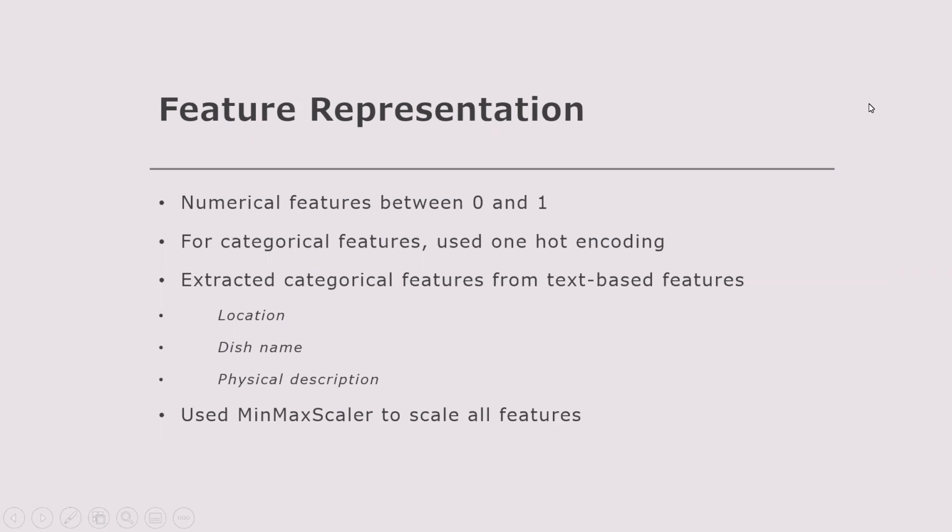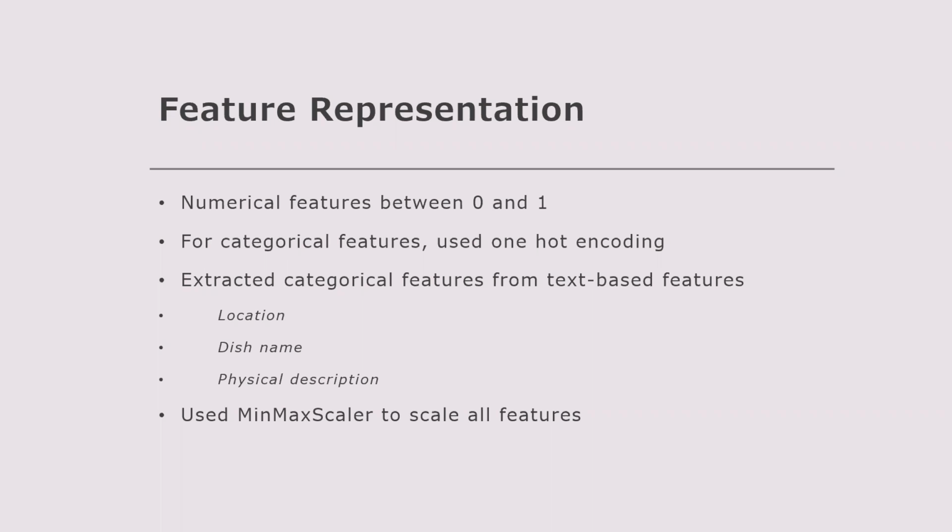So to represent these features, the dataset had a really diverse set of features. Some were categorical, some were text, some were numerical, but I wanted them all to be numerical features on the same scale to train the models. So for categorical features, I used one-hot encoding to make them into numerical features.